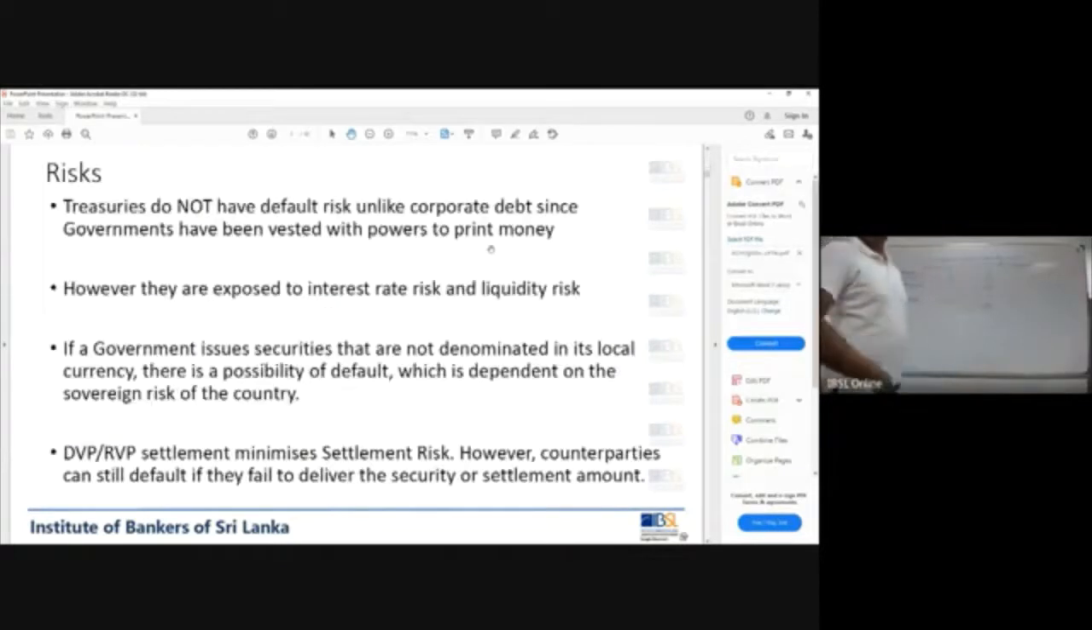Then the risks. Treasuries do not have default risk, unlike corporate debt, since governments have been vested with the power to print money. And so the government bonds will carry no default risk, but corporate debt can carry default risk. Because although governments can print money, corporates are not allowed to print money. However, they are exposed to interest rate and liquidity risk.